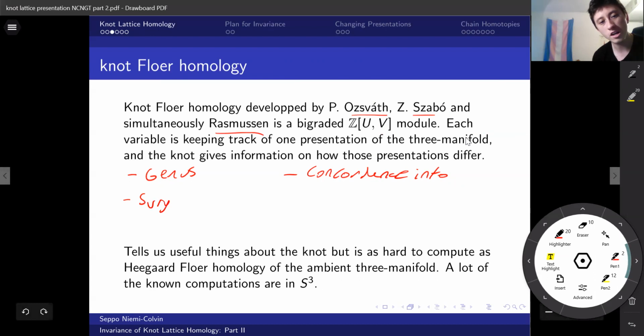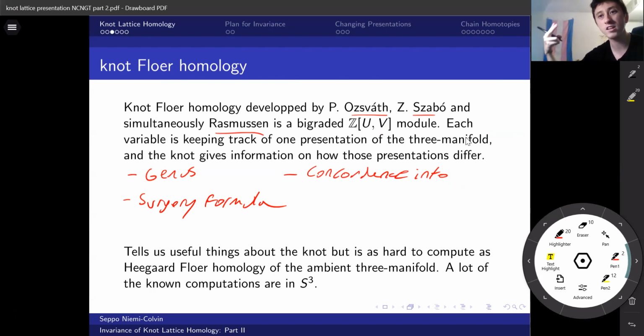You also have the surgery formula, which lets you recover the Heegaard Floer homology of Dehn surgeries on the knot, where you rip out a tubular neighborhood of the knot and glue it back in differently. So it is a very useful invariant.